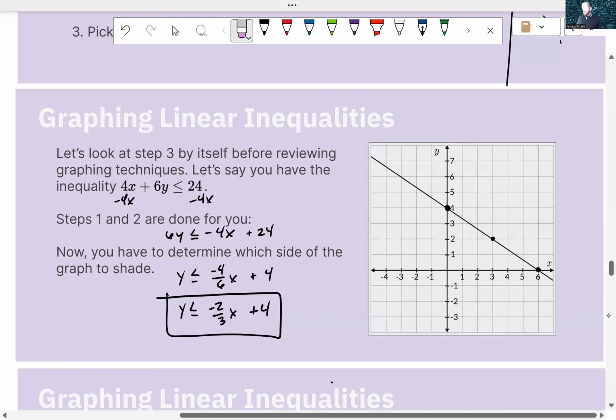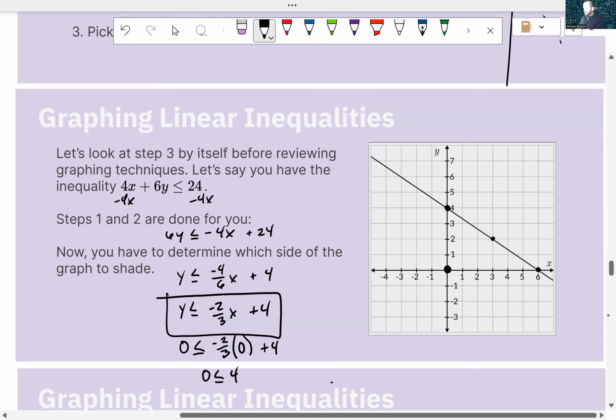I know I've mentioned in previous lessons not to use 1, 1, or 1, 0 a lot of times when we're plugging in numbers. But in this case, you can use 0, 0 to test. So if you use 0, 0, that means y is 0, x is 0. We're going to plug in 0 for y, get -2/3, 0 for x, and we get 0 is less than or equal to 4.